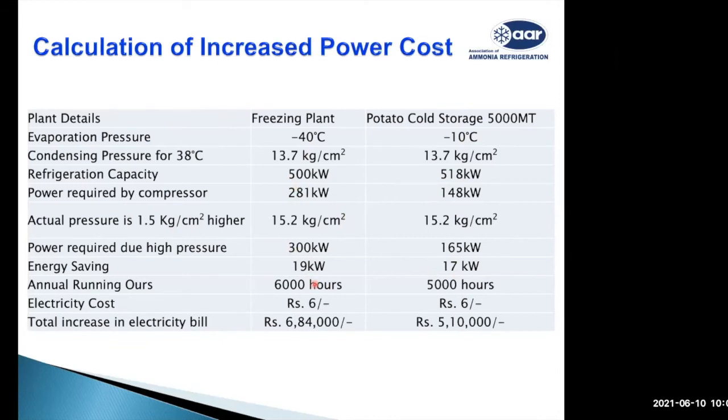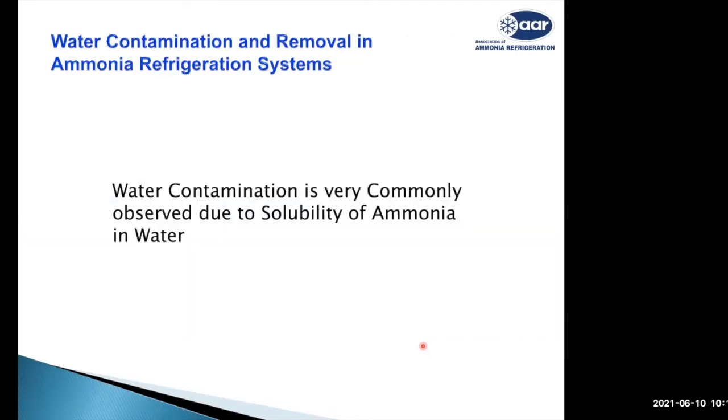Now, freezing plants normally run for a longer time than potato cold storage. Potato cold storage runs for less time. So I've considered 5,000 hours. The typical increase in power is only due to the discharge pressure being this much, and this is for the potato cold storage. This also adds the additional cost of increased compressor running hours because of the higher discharge pressure. There is damage. There is a maintenance cost of the compressor. So if you add all these things, it results in a huge potential saving and better performance of the plant.